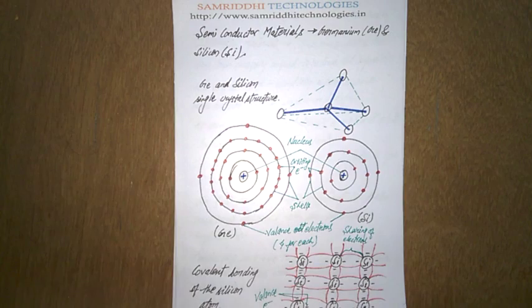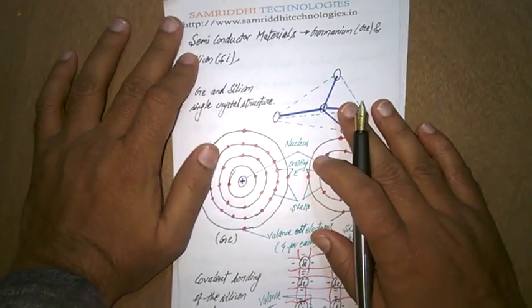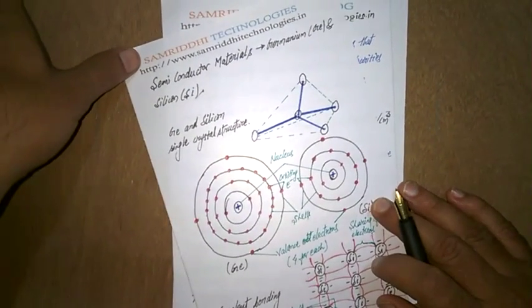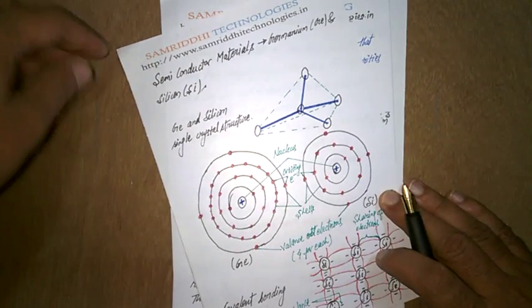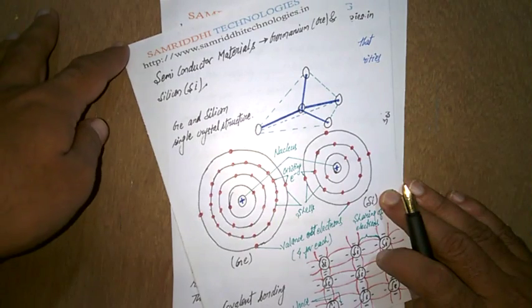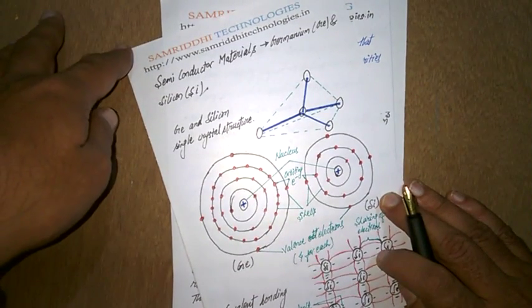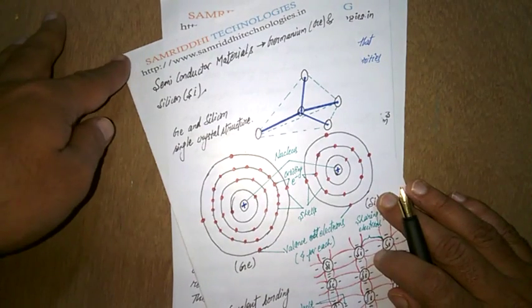In this video we are going to see semiconductor materials, in particular germanium and silicon. These are the two semiconductor materials which are most widely used today in the manufacturing of ICs and a lot of more purposes.